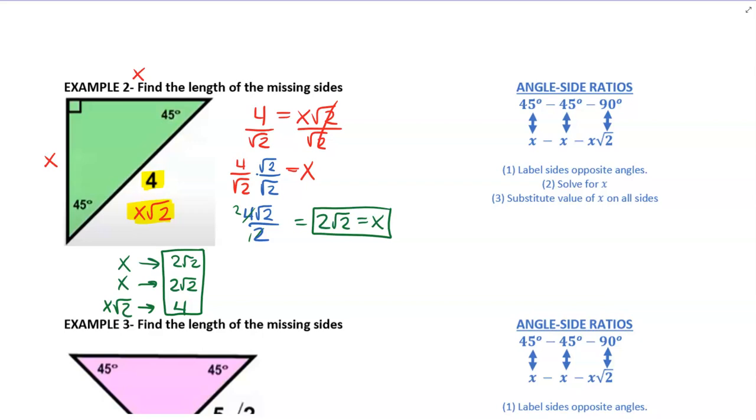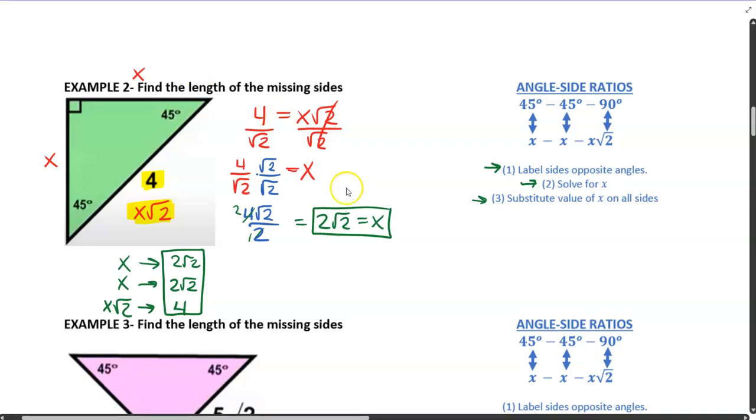So keep an eye here on our steps, right? We labeled our sides first. I did that in red. The second thing is you solve for x. So you set whatever side you know equal to its corresponding label. And then once you find out what x is, substitute it back into all 3 sides to find the lengths of this triangle. Let's take a look at one final example.